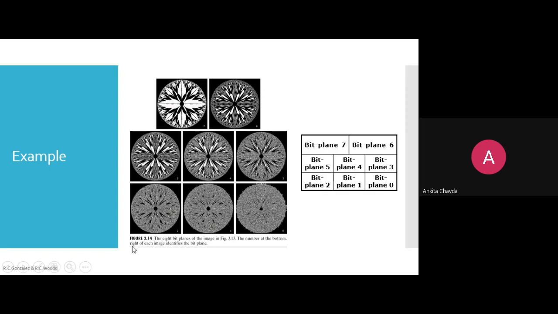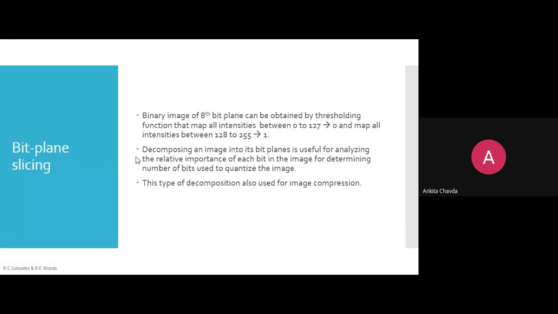The number at the bottom right of each image identifies the bit plane. So this is your bit plane 7, then 6, this is 5, 4, 3, 2, 1, and 0.